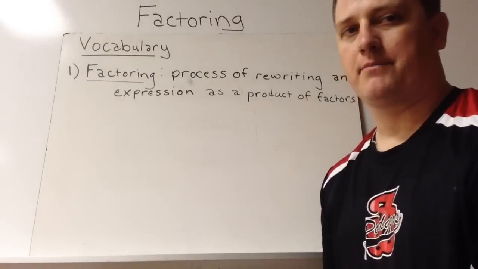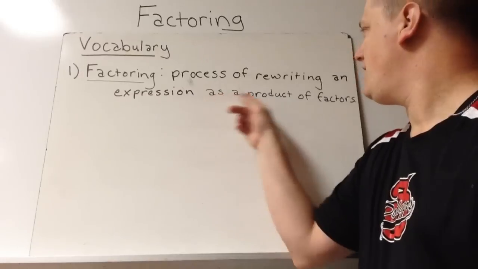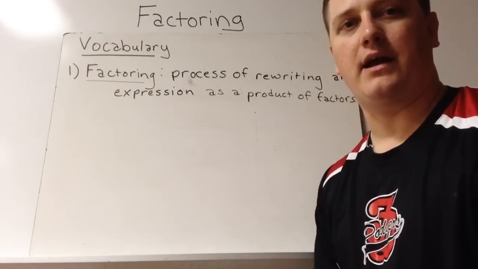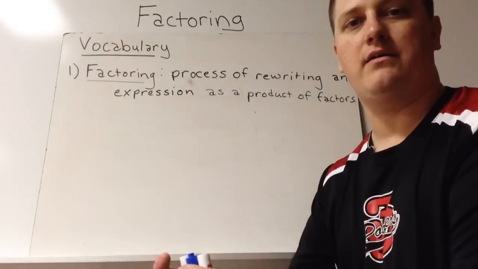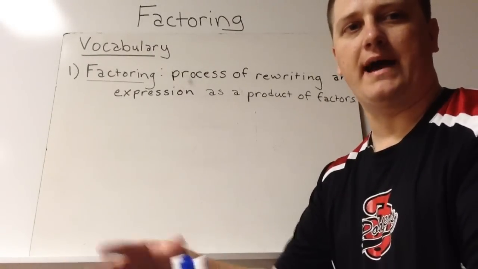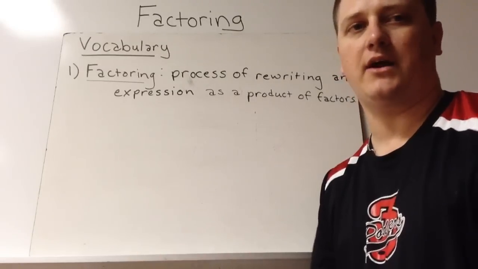Our vocabulary, pretty simply, is factoring, the process of rewriting an expression as a product of factors. So the idea here is to take the multiplied out version that we have and work backwards into the parts that created it.